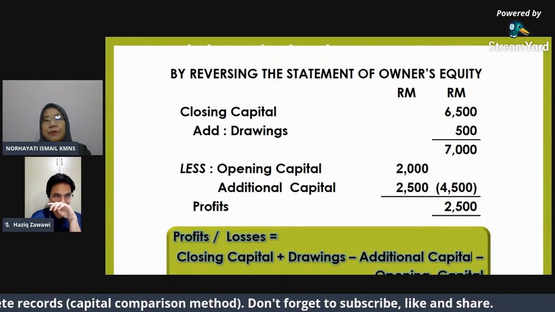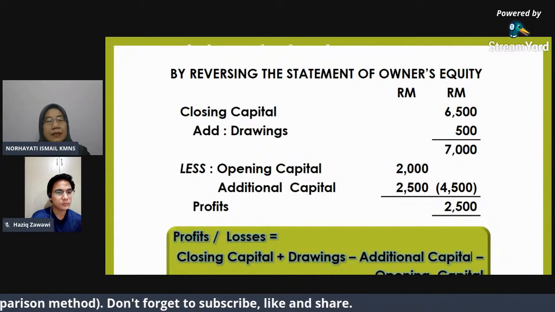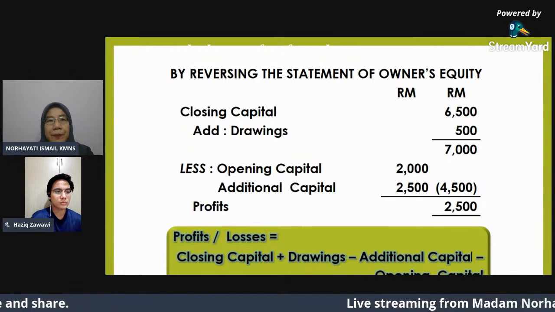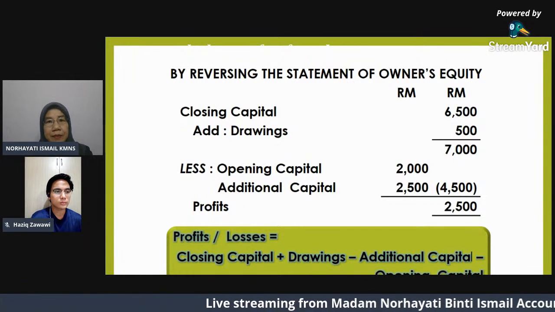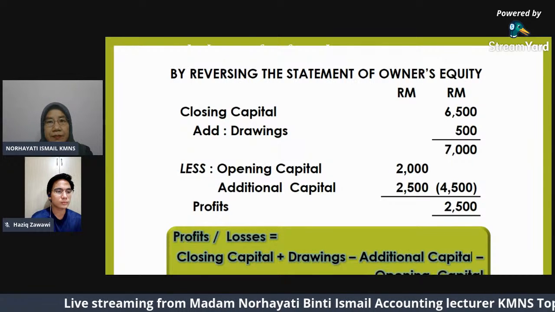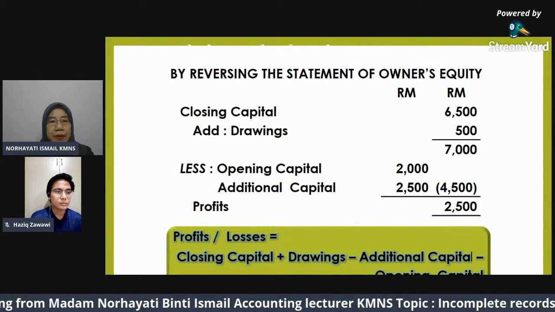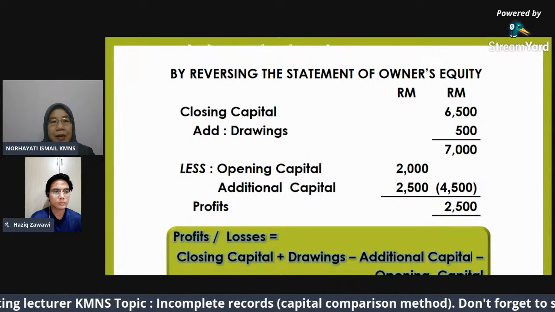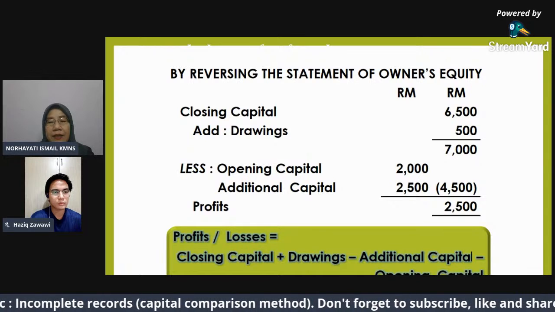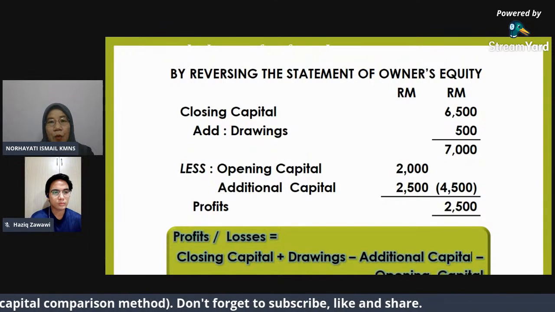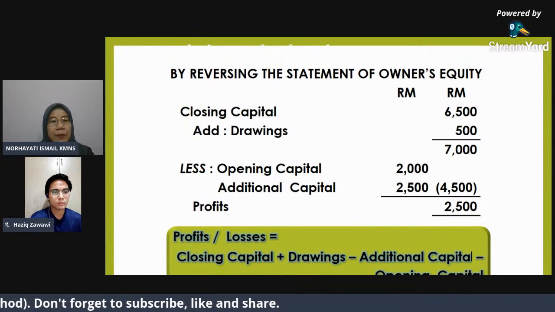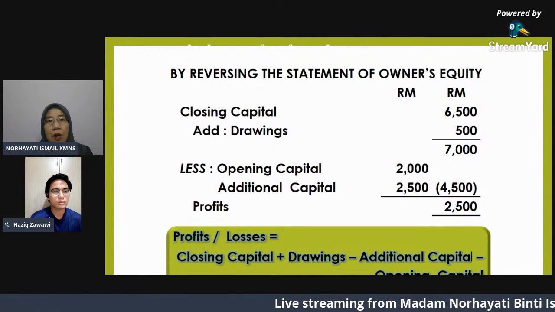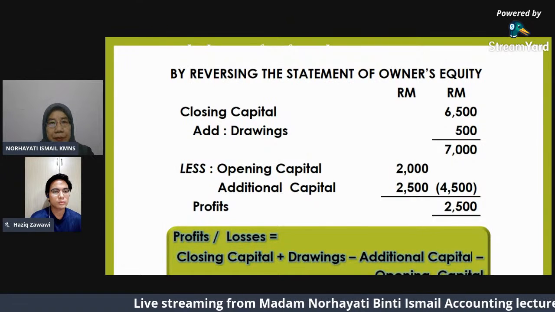Then you have to calculate the profit. This is the statement that you will use in order to calculate profit. So we will have the owner or the business calculate the profit. So what is the formula? The formula is closing capital plus drawing less additional capital less opening capital, then you get profit. Okay, this is the statement that we will use to calculate profit.